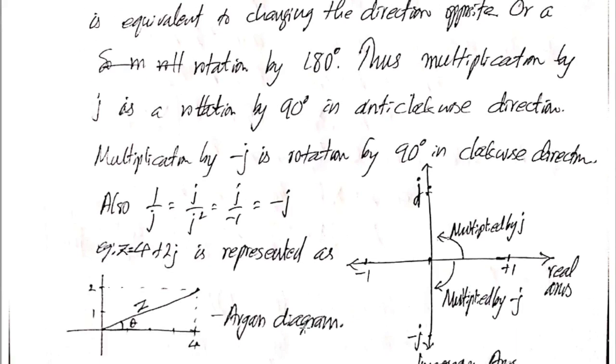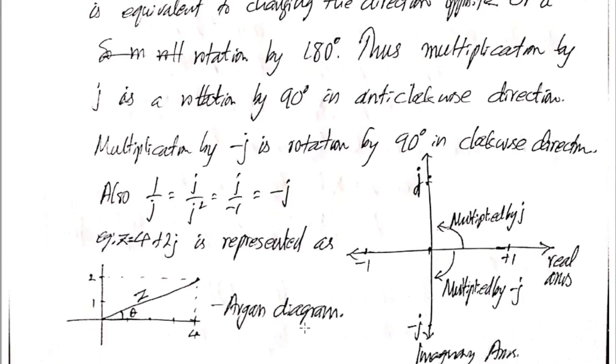Now the Argand diagram is the representation of any complex number in a two-dimensional plane containing a real axis, that will be the x-axis, and an imaginary axis, that will be the y-axis. This is the real axis and this is the imaginary axis. For example, here it is plus 1. If plus 1 is multiplied by j, you will get 1 into j, that is j. It will be represented here, because multiplication by j produces a rotation of 90 degrees. So it becomes the imaginary axis.